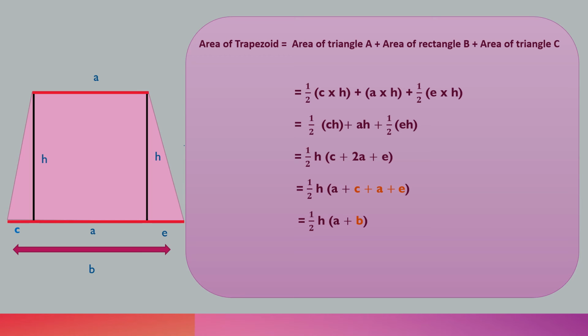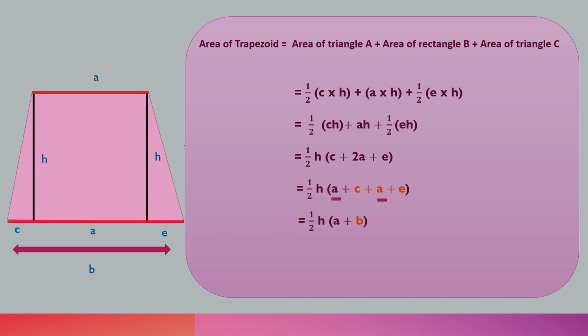So I'll just put the values I just calculated for each of these three figures, which will give me 1/2 times C multiplied by H plus A multiplied by H plus 1/2 times E multiplied by H. So now I just simplify this step and get 1/2 times H, and in the parentheses I'll get C plus 2A plus E. Now, as you know, I can write 2A as A plus A. I'll break this whole sum into two parts. So A plus C plus A plus E.